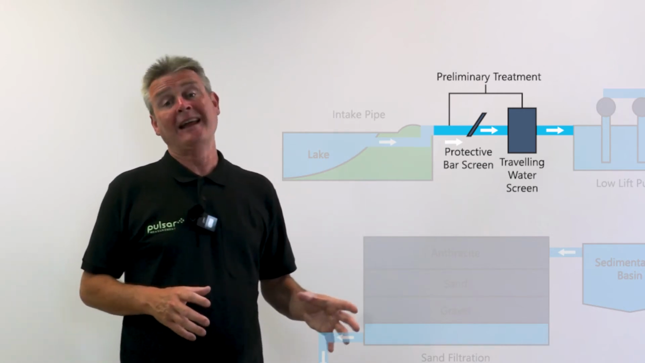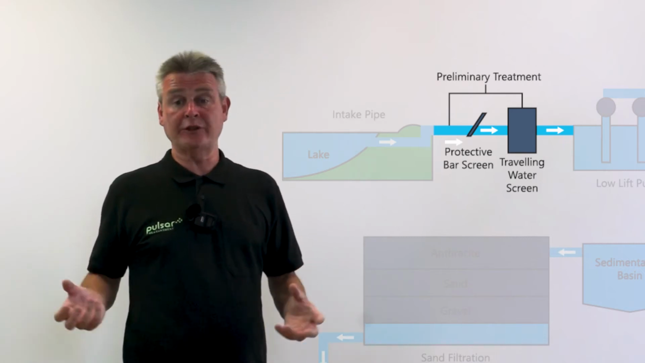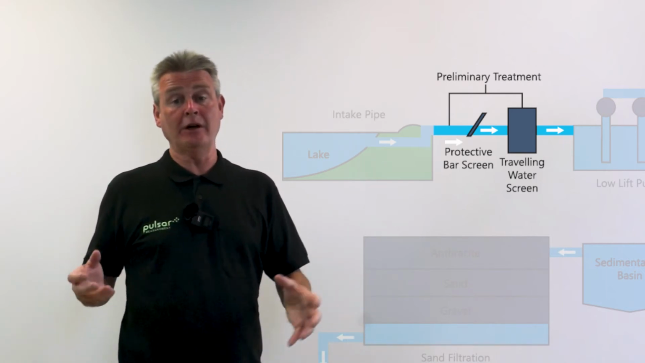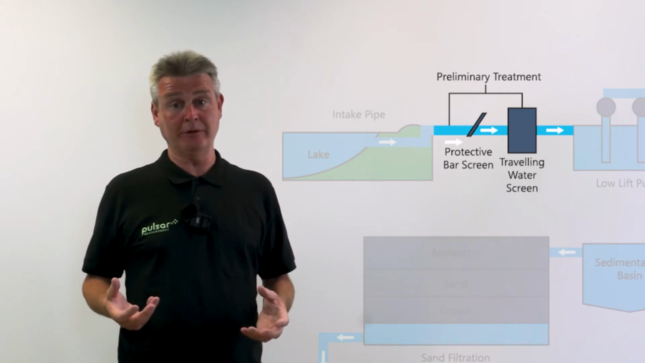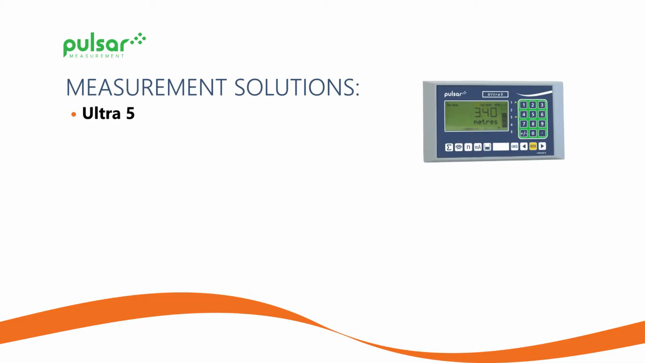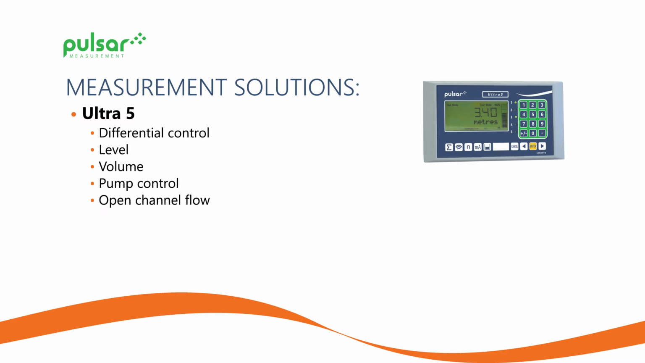This also protects any other large debris items getting into the smaller part of the works, which may cause fouling or damage some sensitive parts of the treatment process. The Ultra 5 is part of the Ultra family, which not only offers measurements for differential control, but also offers measurements for level, volume conversion, and can also do a comprehensive suite of pump control as well as open channel flow monitoring.